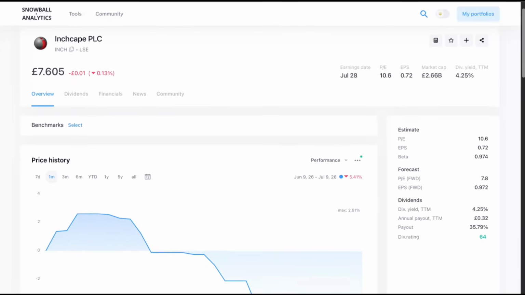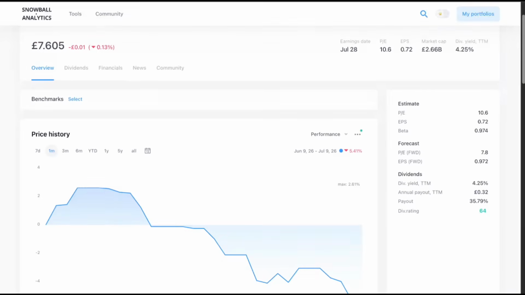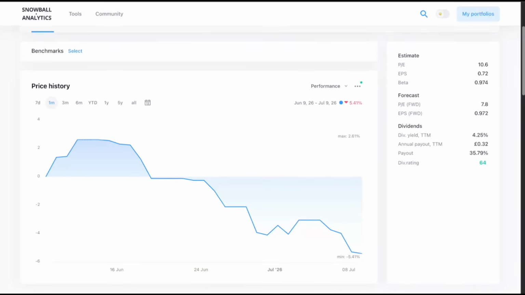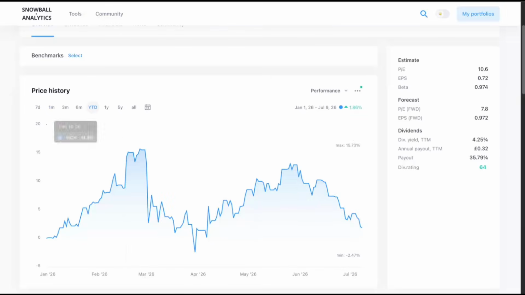I'm also going to be adding to 4 of my individual holdings for this month, with the first one being Inchcape, stock ticker INCH. They have a dividend yield at 4.25% and are down 5.41% over the last month. And if we look year to date, we can see they are slightly up, being up 1.86%. They have a very healthy payout ratio of just 35.79%, which means there's room for them to increase that dividend.